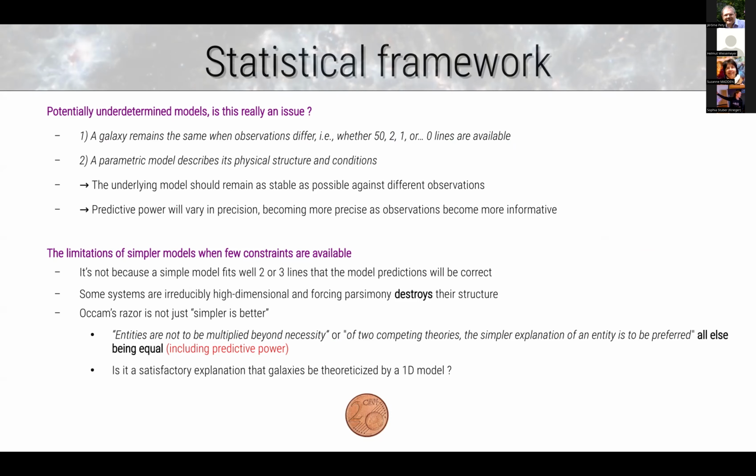I'll go fast, but I just want to say that point, it's important for me. Some systems are really irreducibly high dimensional, and if you force a parsimony, it will destroy their structure. So that means that it's not because a simple model fits well 2 or 3 lines that the model predictions will be okay when more lines are available.